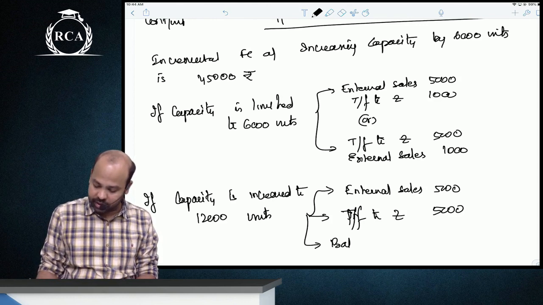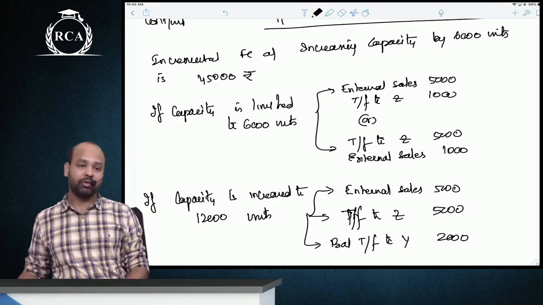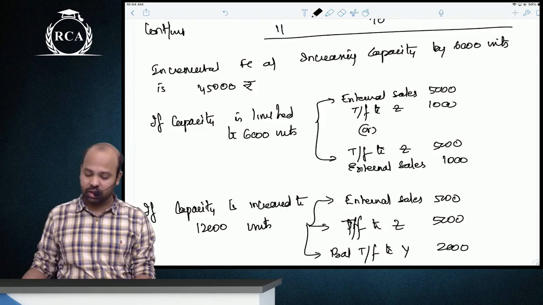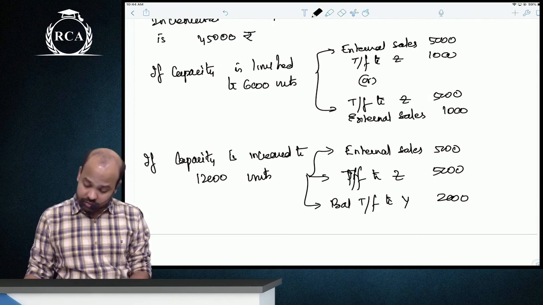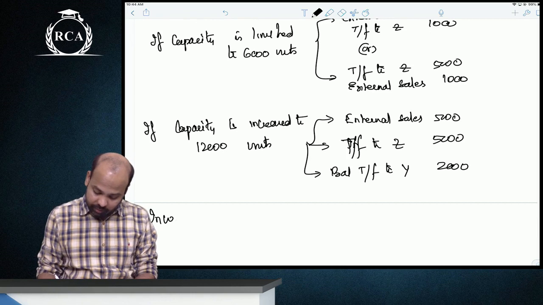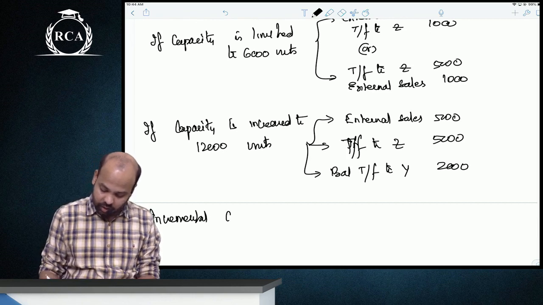The balance would be transfers to division Y, only 2,000 units. So you see, guys, the incremental contribution is incremental contribution.